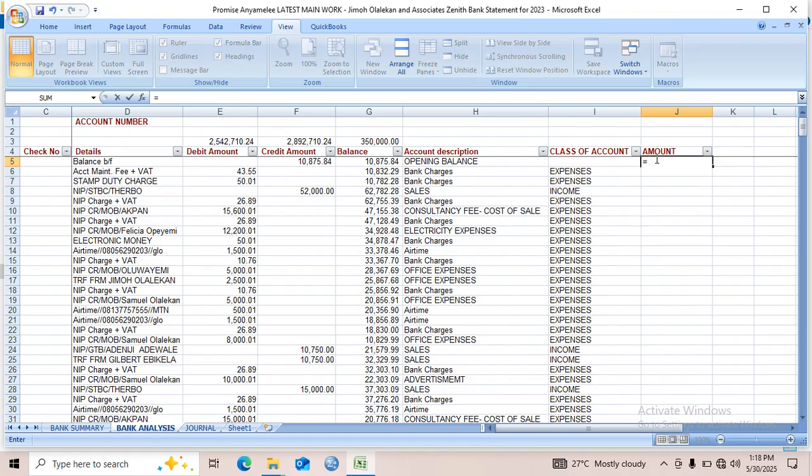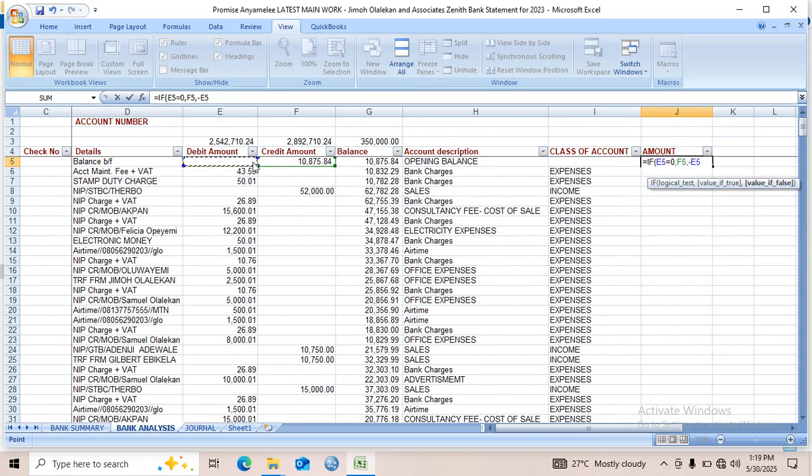equals to IF, you put your bracket, if this debit is equals to 0, comma, give me the credit, or else just give me the negative of the debit.